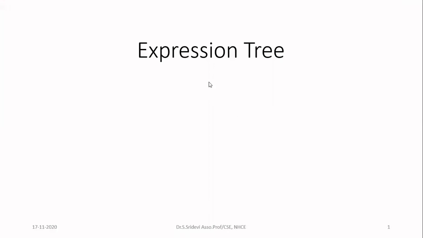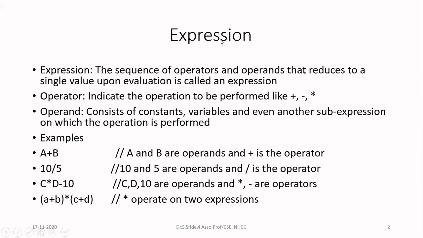In today's class, we are going to see about expression trees. First, we'll see what is an expression. An expression is a sequence of operators and operands that will reduce to a single value upon evaluation. And this operator is going to indicate what operation we are going to perform. It can be either unary operator or binary operator or otherwise ternary operator.